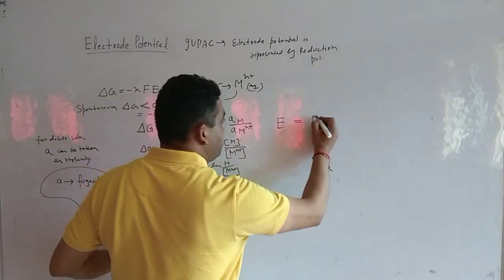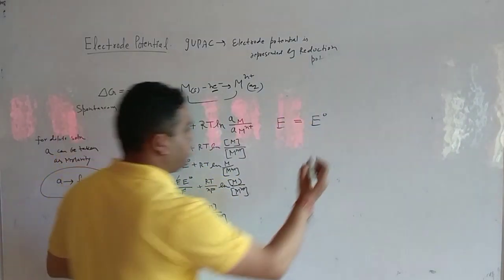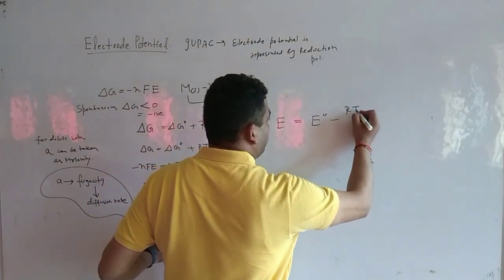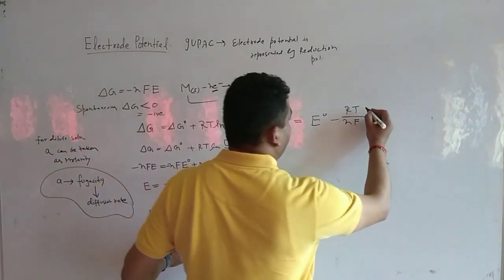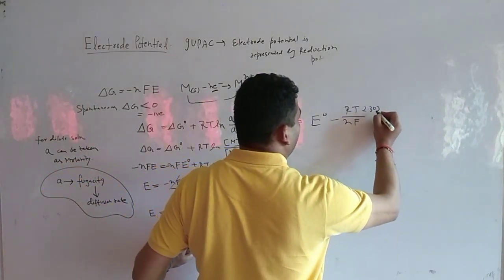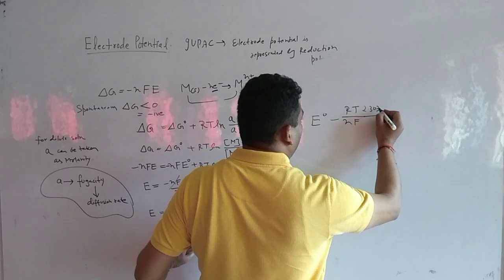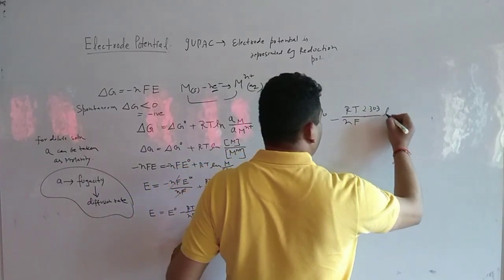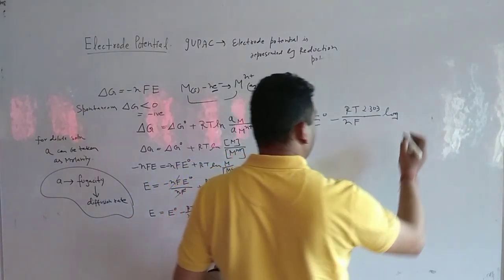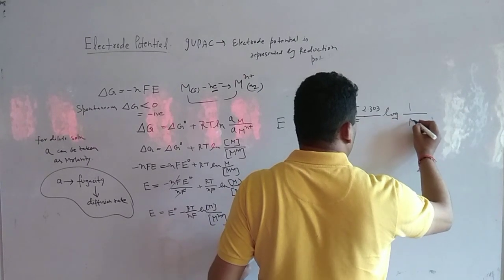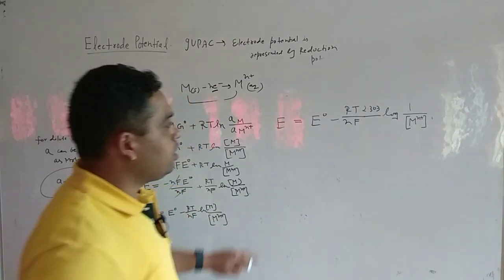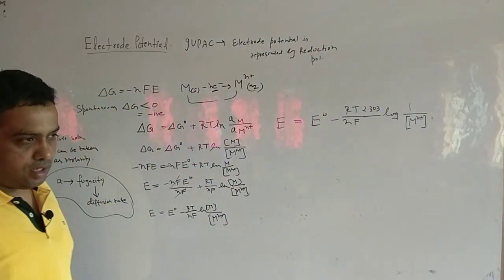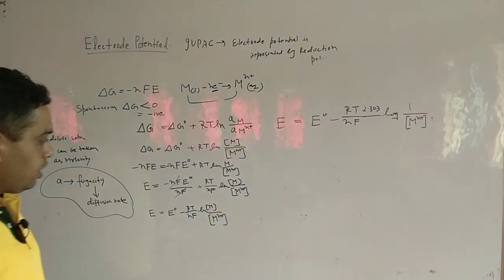This would be your E standard minus RT by nF, and you can write here 2.303, and you will convert this ln into the log, and you will write 1 upon Mn positive by M. You can write in this way. Why am I writing this? You should remember one particular thing.